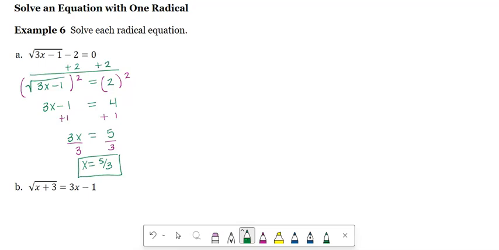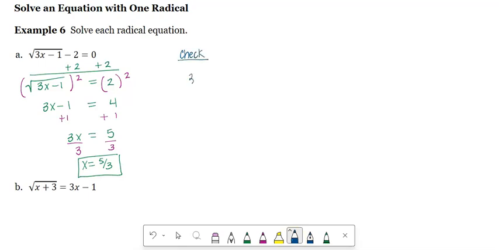When I square both sides of an equation, sometimes it creates solutions that are potentially not true. And so when I get an answer, I need to check it in the original as my final answer to make sure that it actually works. So let's go back to the original and let's check our answer.